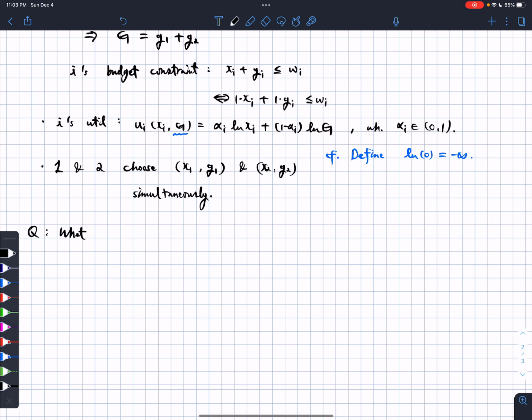so how much of the public good will be provided when the two players act in a self-interested manner? In other words, when they just act independently. So what will be the level of the public good in a Nash equilibrium? So let me state the question. What level of the public good is provided when 1 and 2 act in a self-interested manner?